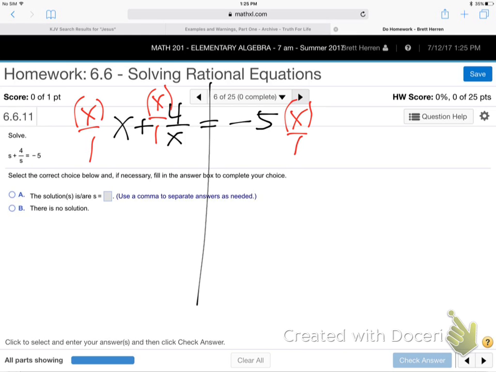So multiply through everybody by an x over 1. Go ahead and do the next step. Remember what you're supposed to do. He's cross cancel. Right? He's taking out denominators. Cross cancel, multiply what's left over.